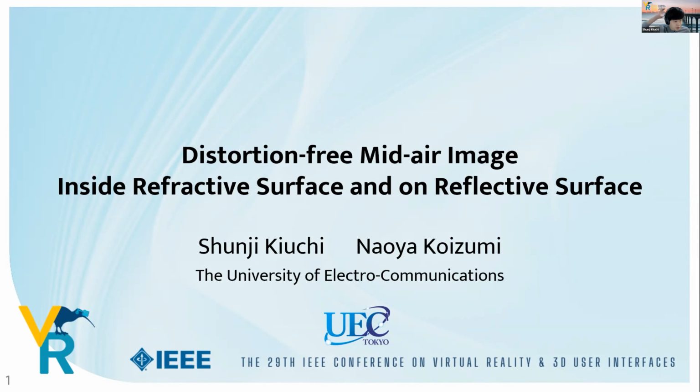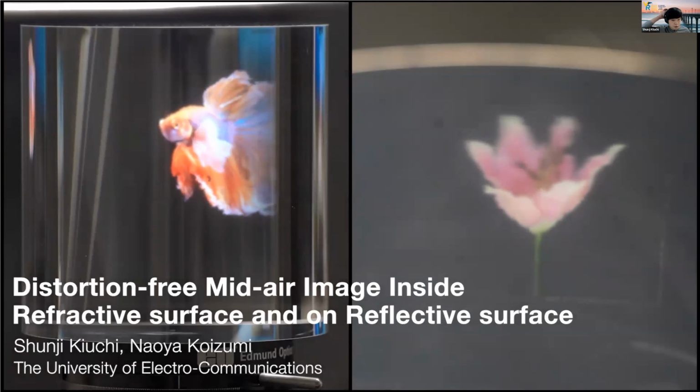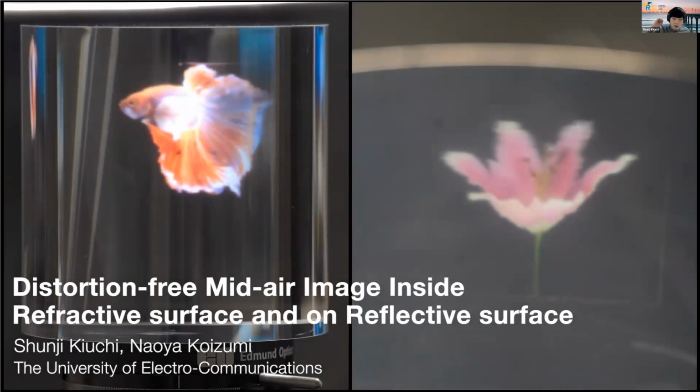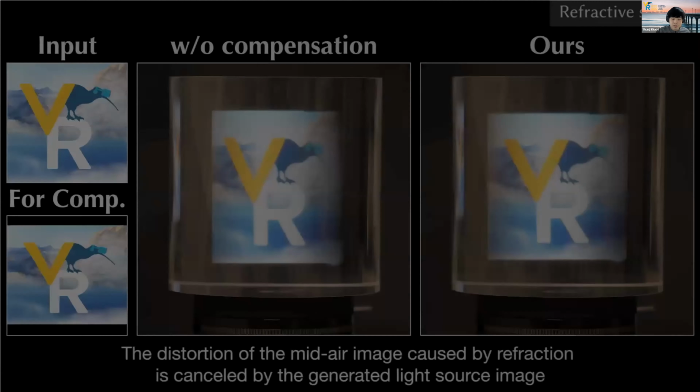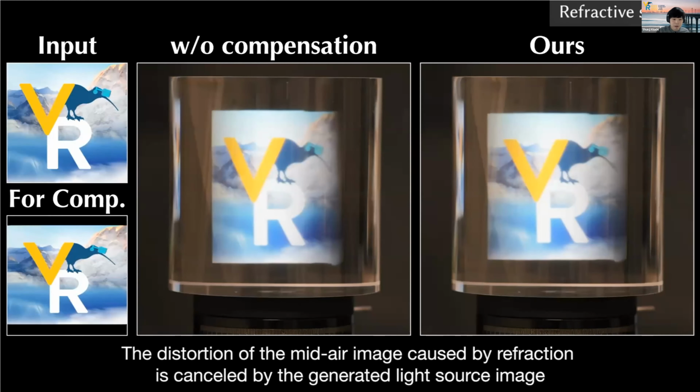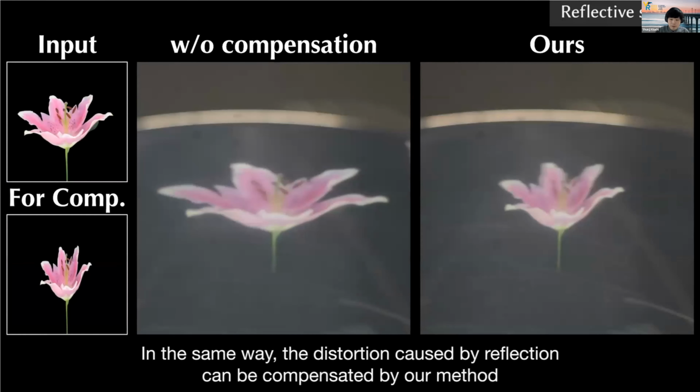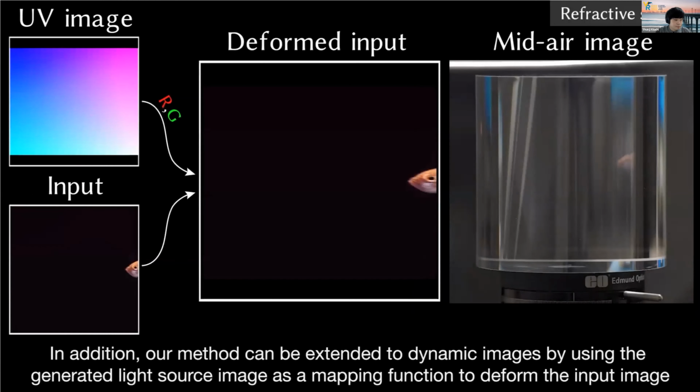My name is Shunji Kiuchi from the University of Electro-Communications, Japan. I'd like to talk about distortion-free mid-air image inside a refractive surface and on a reflective surface. At the beginning, I'll introduce our system easily. Our method displays a distortion-free digital image inside refractive and on reflective surfaces. Dynamic full-color images can be superimposed on physical objects, and it has the potential for a new form of display.